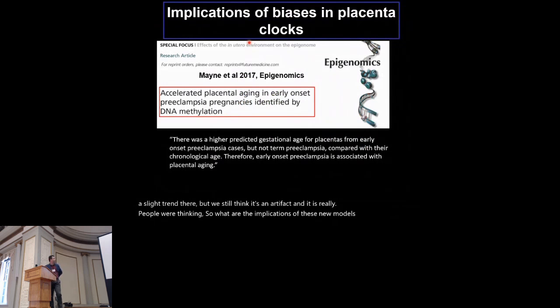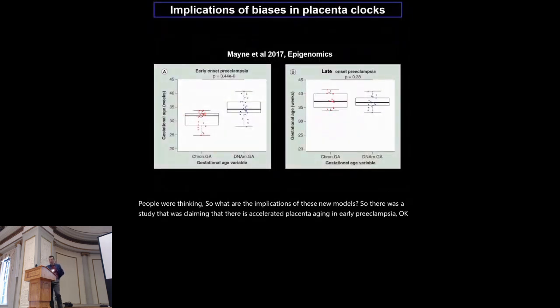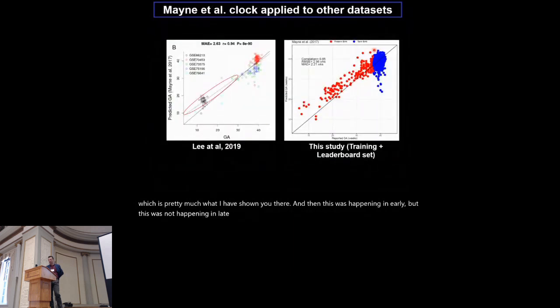So there was a study that was claiming that there is accelerated placenta aging in early preeclampsia, okay? And that was done by comparing the methylation-based age with the chronological age, which is pretty much what I have shown you there. And then this was happening in early preeclampsia, but this was not happening in late preeclampsia. So what we believe is happening is just because these models are trained with mostly term samples, they are going to predict better and with less bias the term samples, but they will always over-predict the preterm samples.